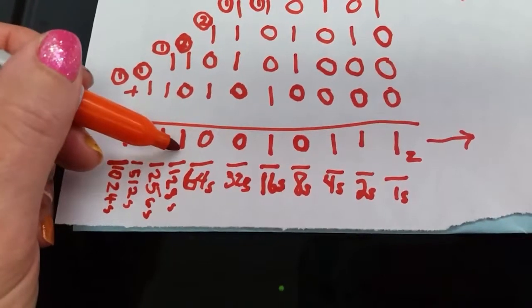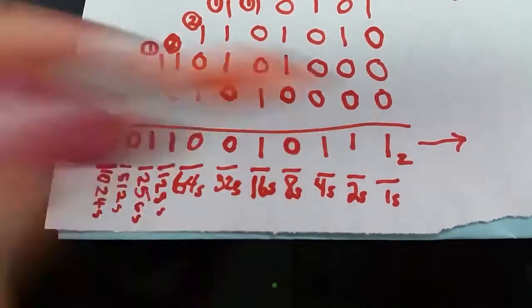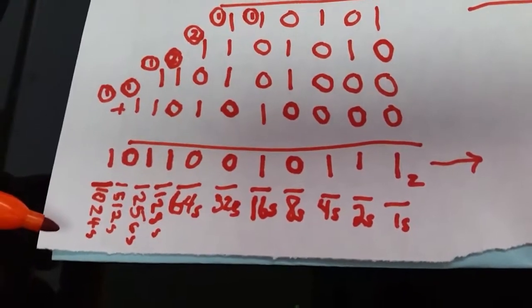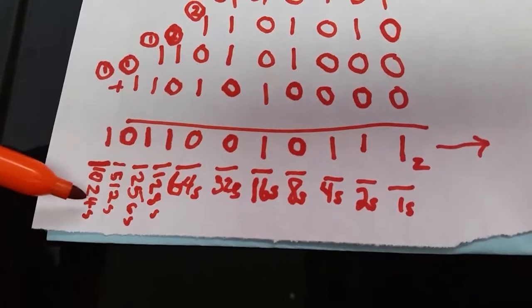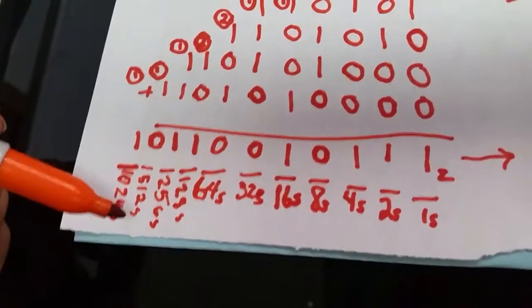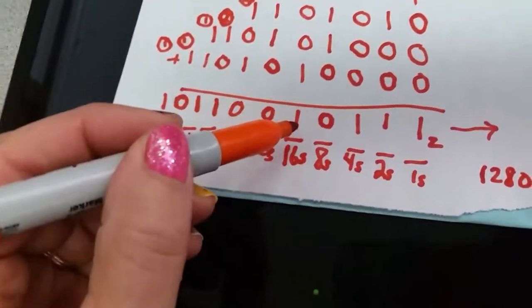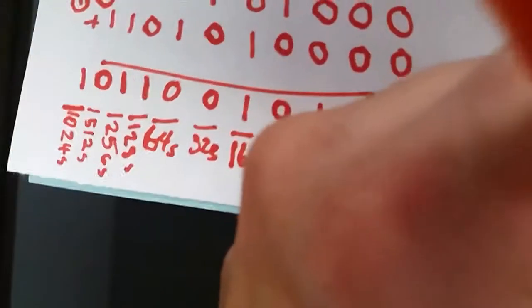Okay, so we have one group of 1024 plus one group of 256 plus one group of 128 plus one group of 16 and 4 and 2 and 1. Okay, so to add this up, let's see what we can do best here. 1024 plus 256 is 1280. Okay, so that's 1280. That's these two, plus 128. And then plus, I'm going to put this together, 16 and 4 is 20, 21, 22, 23.